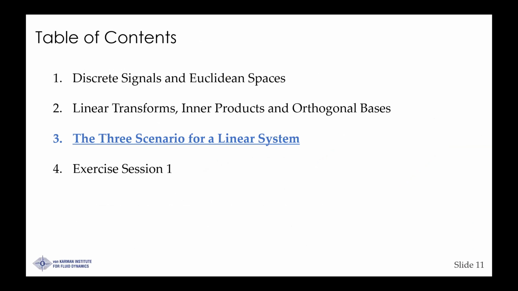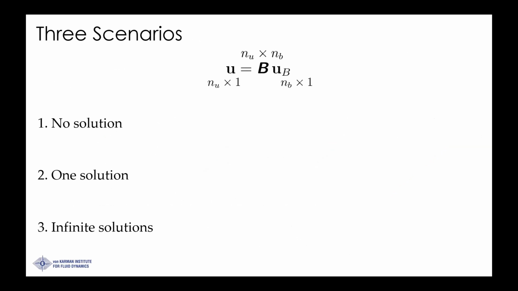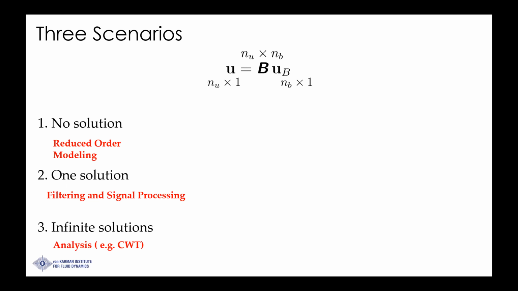Quite obvious things. Now, there are three scenarios that we will meet more or less. So again, linearly transforming U with respect to a certain basis means solving a linear system. N_U is the size of our signal, and N_V is the number of bases which we are putting in. And now you can find three possible scenarios. You have no solution, and that is typically the world of reduced order modeling. You have just one precise and exact solution, and that is usually the world of filtering and signal processing. Or you have infinite solutions. That is the world of analysis.